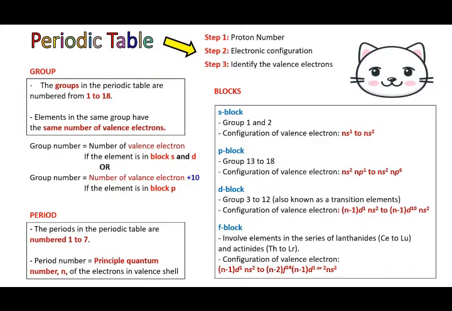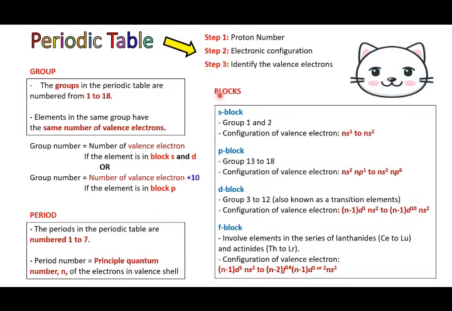Okay, so during the exam, the periodic table is not provided, so we need to follow the following steps. Step 1, identify the proton number based on the least constant. Step 2, based on the proton number, write down the electronic configuration. Step 3, identify the valence electrons from the electronic configuration. We can know the group of the element based on the number of valence electrons. Then we can deduce the period of the element based on the principal quantum number.